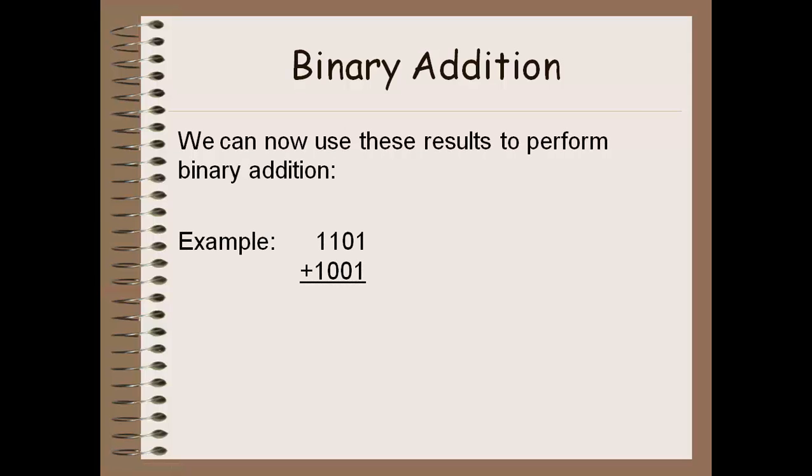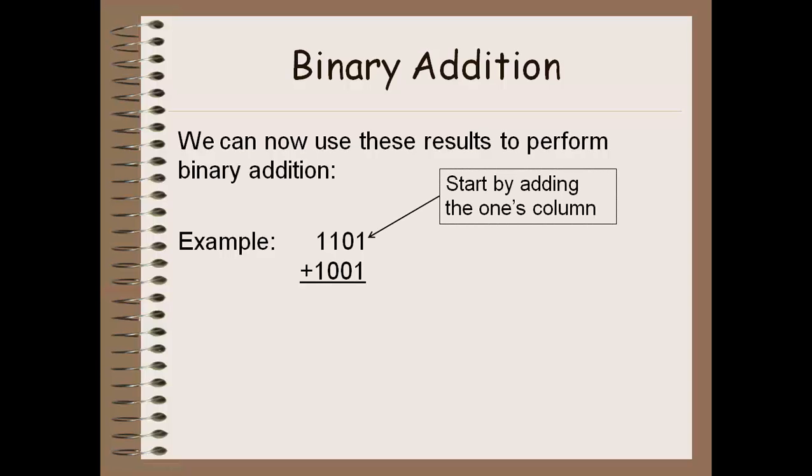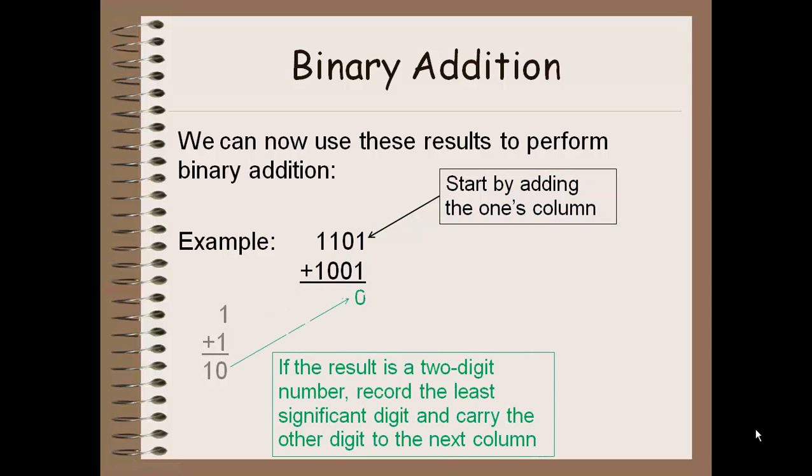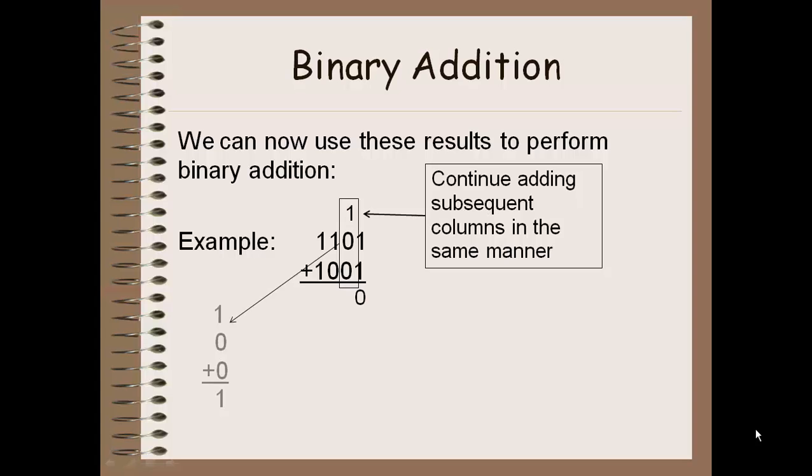So we're going to add the values 1101 plus 1001. So again, we're going to start in the right-handmost ones column, adding those two digits together. And remember, 1 plus 1 is 2, but in binary, it is a 0, carry the 1. So I'm going to put down the 0, and I'm going to carry the 1 over to the next column. I add the 2's column next. 1 plus 0 is 1. So in this case, I only have one digit, so I can just write it down below.